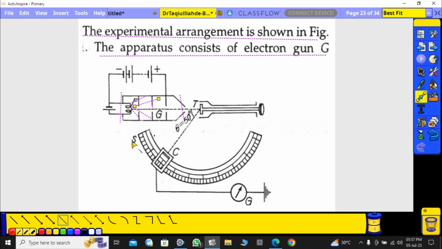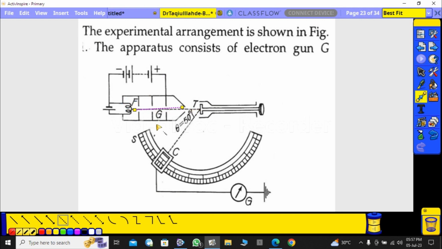You have to use magnetic lenses. These are some magnetic coils. You give some magnetic field, so the electrons will be deflected and the divergent beam will be converted into a convergent beam, and it will form a fine pencil. Just a fine pencil of electrons will be emitted.